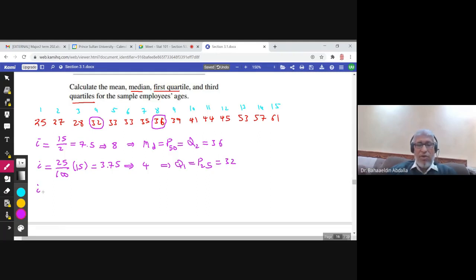Now, the third quartile: it is the 75th percentile, 75 over 100 times 15.